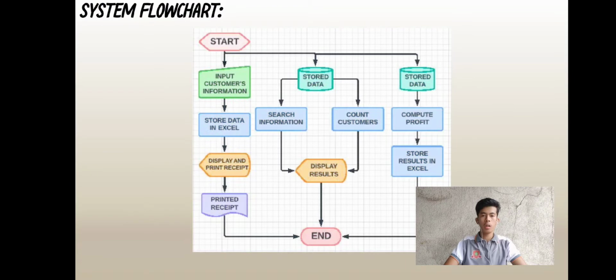Our flowchart. All the process will be done through the user form. First, the customer's information is taken by the user and saved in Excel. This information will serve as the user's stored data. The input receipt is displayed and can be printed. The printed receipt will then be given to the customer. As for the stored data, the user can search customer information and count the customers per day and display the results.